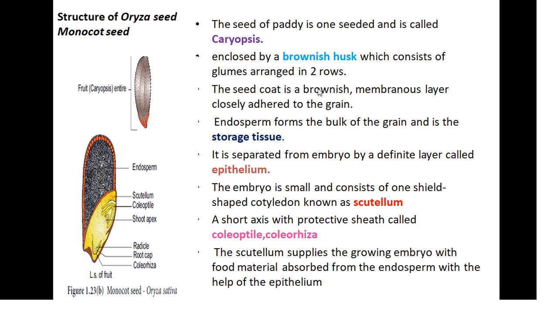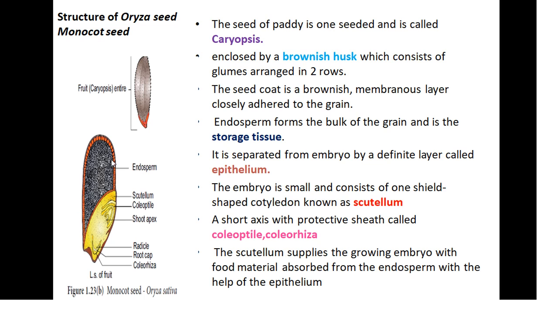That is what they call the husk. It consists of glumes arranged in two rows. And this seed coat is a brownish membranous layer closely adhered to the grain. That is our husk. Endosperm forms the bulk of the grain and it is the storage tissue. If you see this picture, this full part is the endosperm, which supplies and stores the food or reserve materials for this seed.